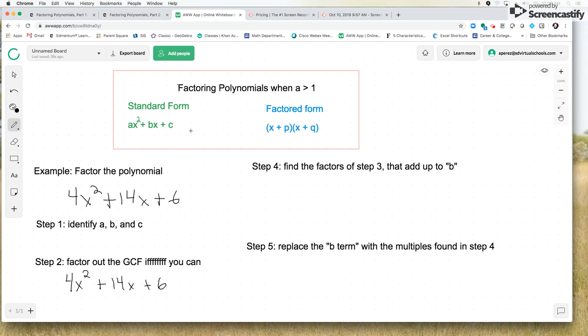Okay, so I'm going to go over, this is Miss Prez, by the way, and I'm going to be doing factoring polynomials when a is greater than 1. So in my previous video, I did a trinomial that kind of looked like this, maybe. And this a term was this invisible 1. And it was very nice because there was about 3 steps, and boom, we were done. We factored the trinomial. In this case, a is greater than 1, and there's a lot more steps.